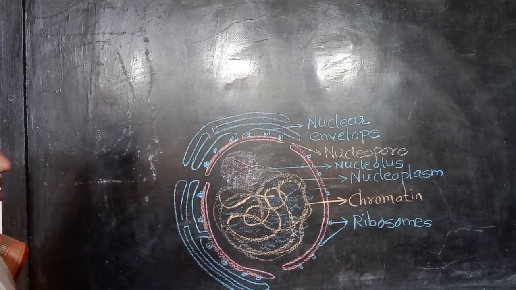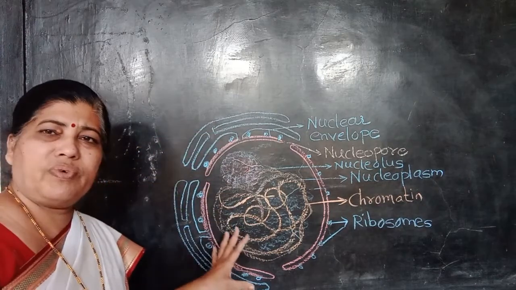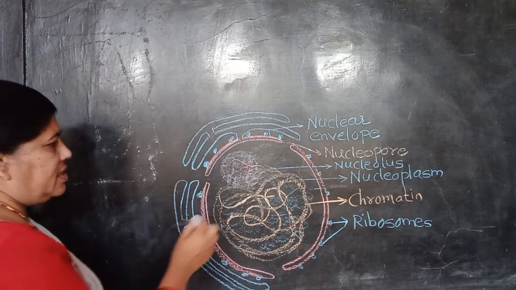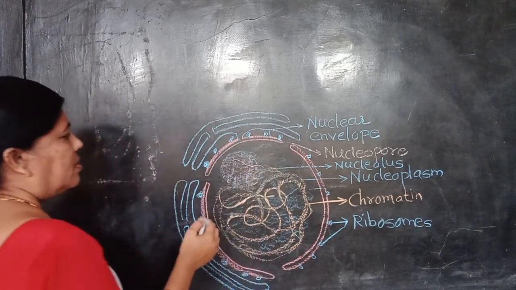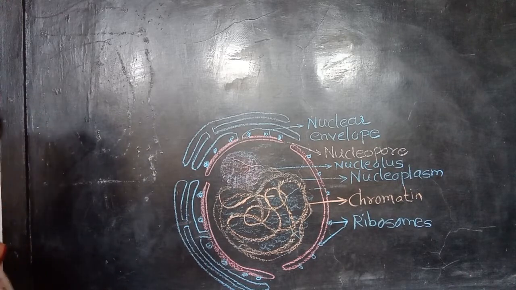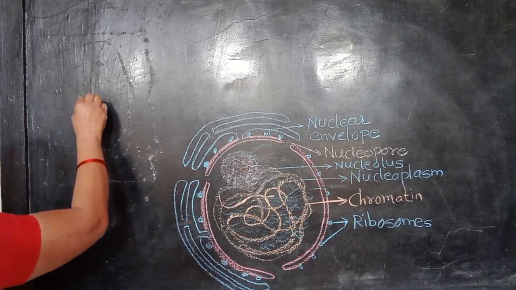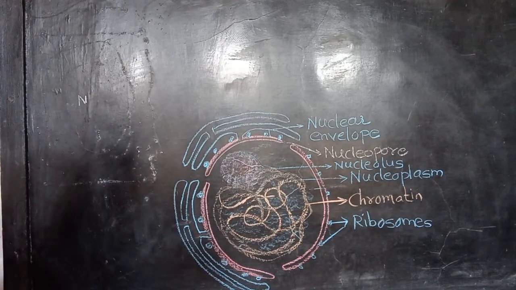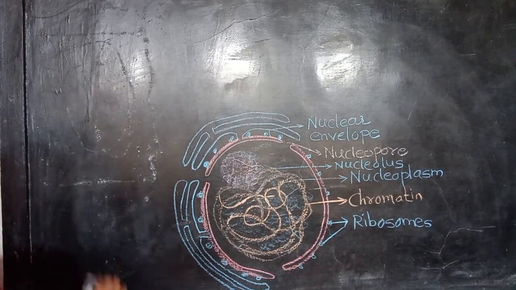Then we will discuss functions of each part of the nucleus. So the first part is the nuclear envelope. First of all we will discuss the structure and then the function.